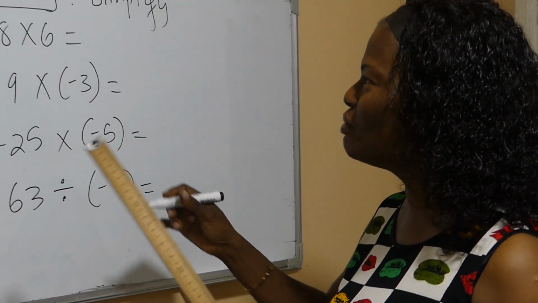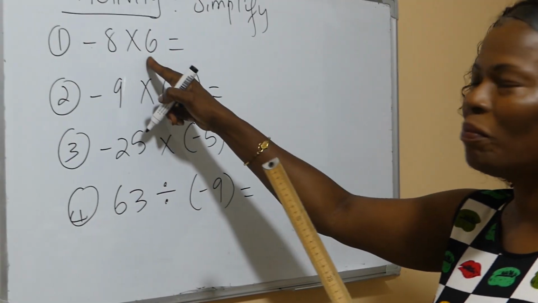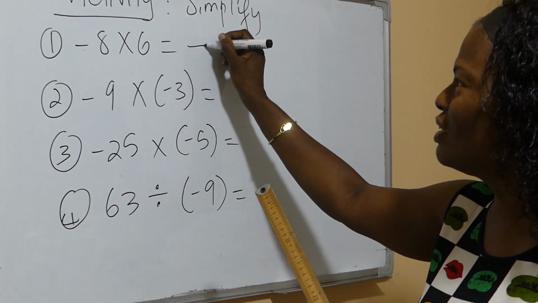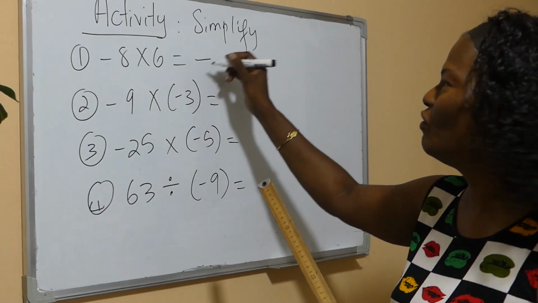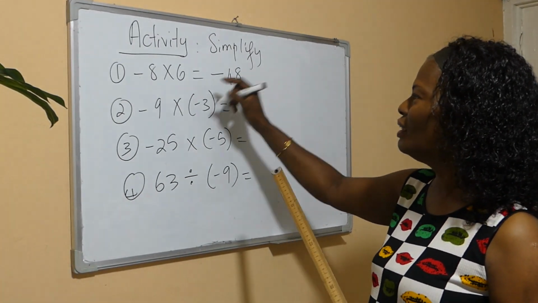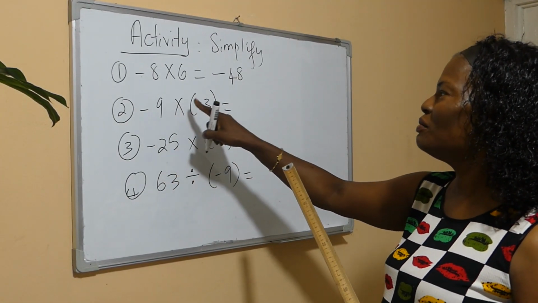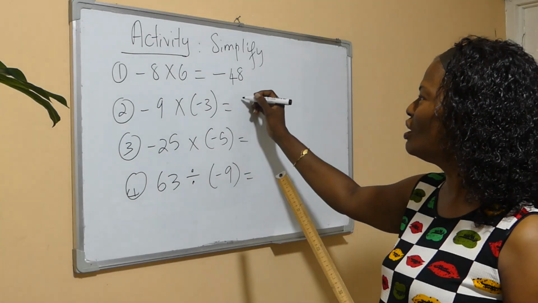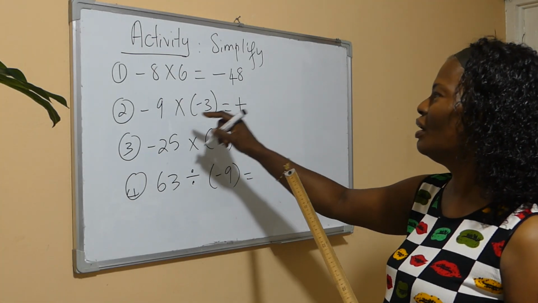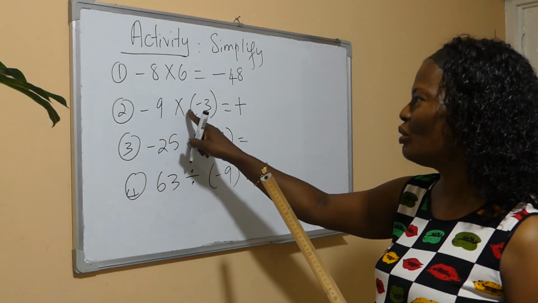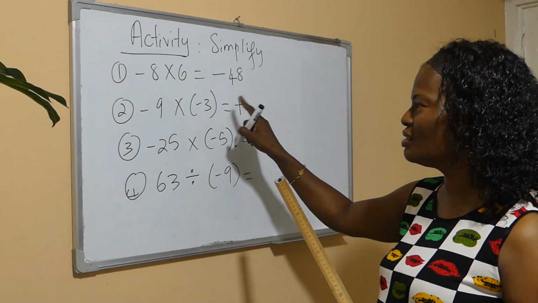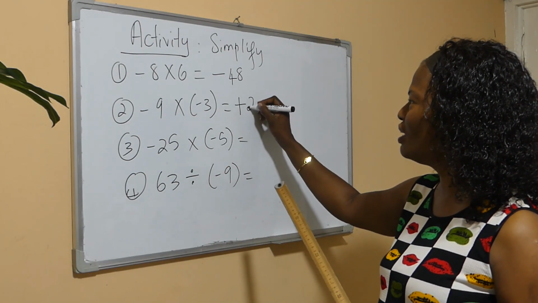Negative 8 times negative 6, negative times a negative is positive, and 8 6s are 48. Negative times a negative is a positive. Two signs are the same when you're multiplying. The answer is positive. 9 3s are 27.